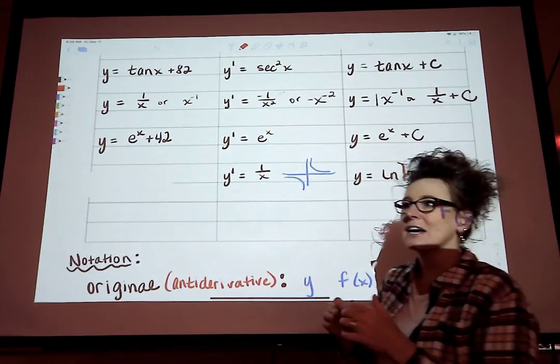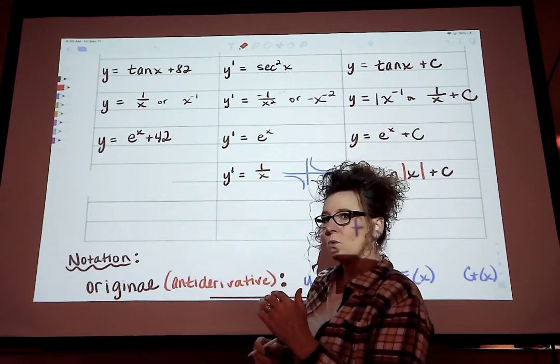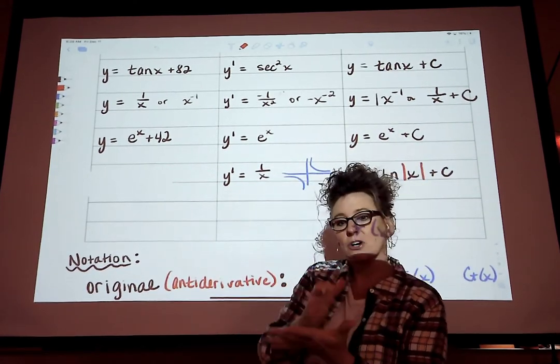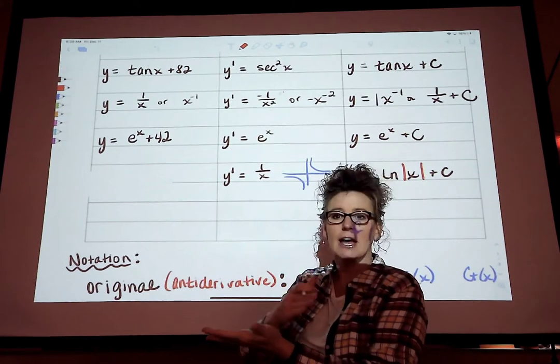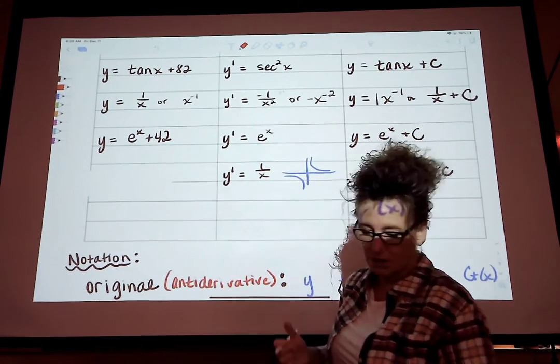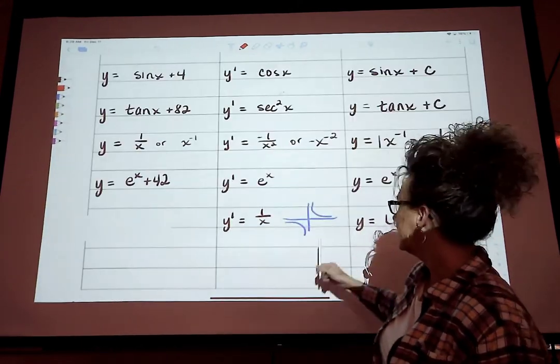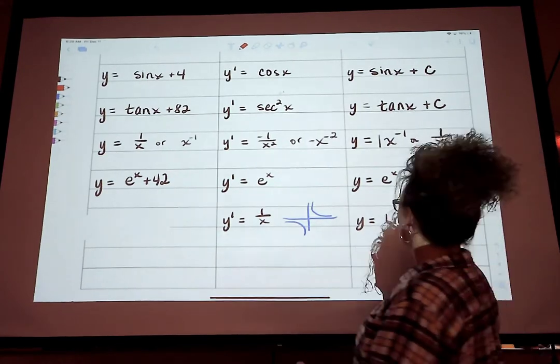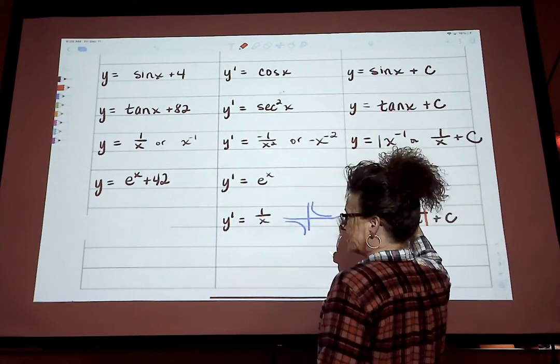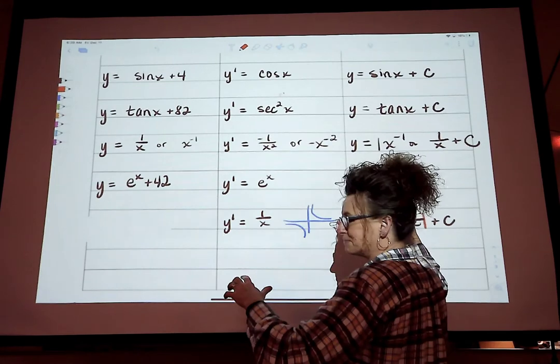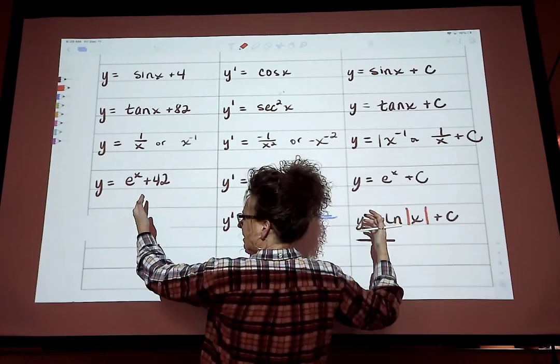Okay, so it's kind of all about what type of problem are we doing, what are we starting with, what are we ending with, and how does my domain carry through. Anyway, this is the only one whose antiderivative doesn't perfectly match up with its original equation.